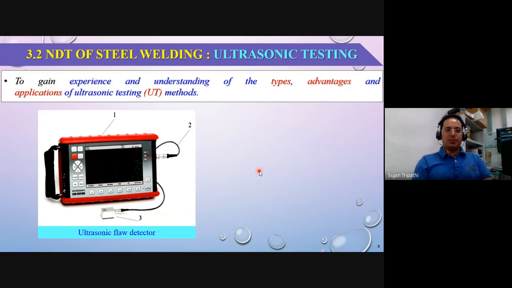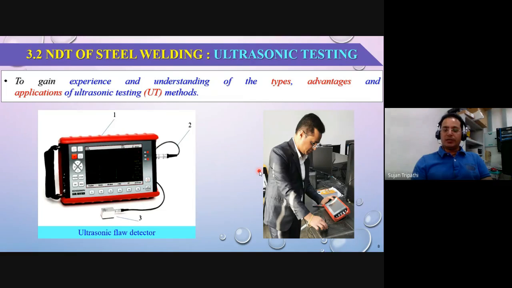This is the equipment that we use to detect the defects on the weld, which is also called the ultrasonic flaw detector. You can see three parts here. Number one is the body of the equipment. Number two is the connected cables. Number three is the probes that we discussed in our previous slide, and we'll discuss later on. Okay, this is a small example of how we use this ultrasonic testing equipment to measure defects on the welding.